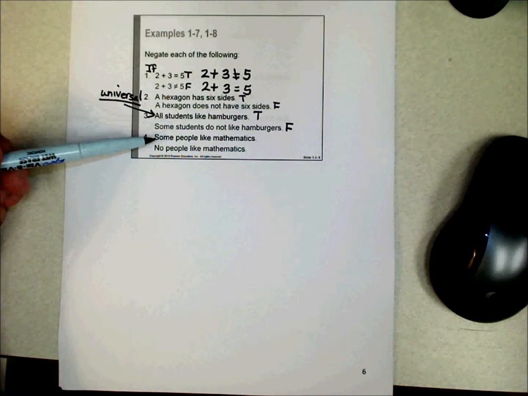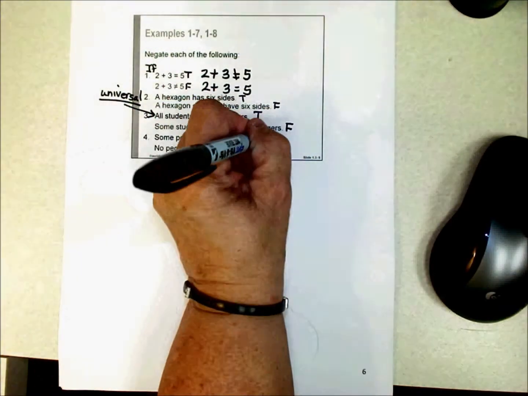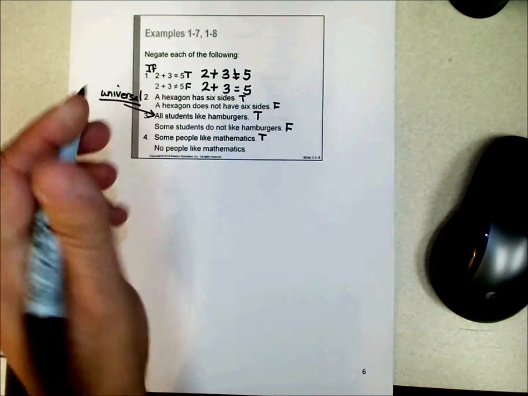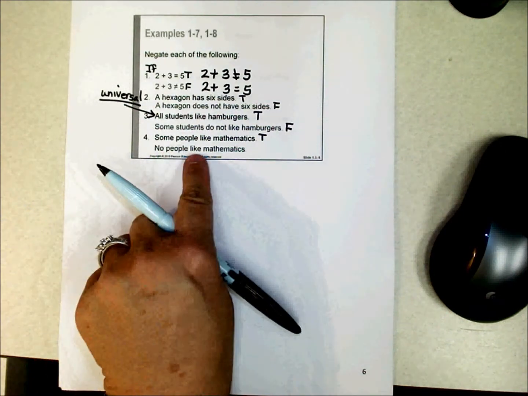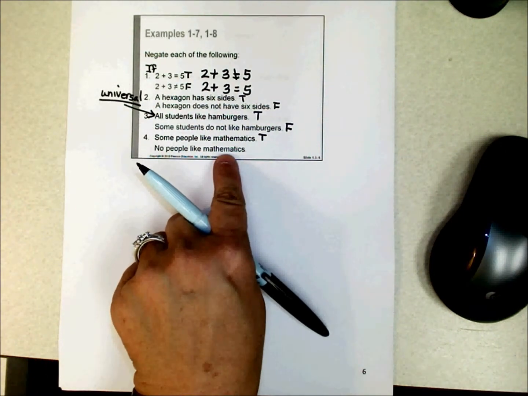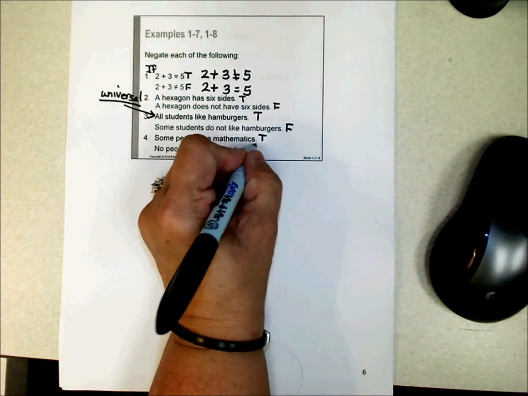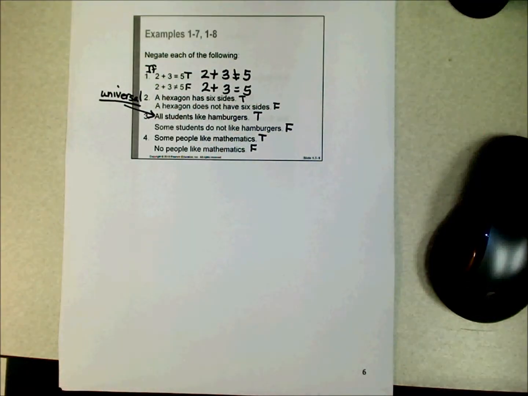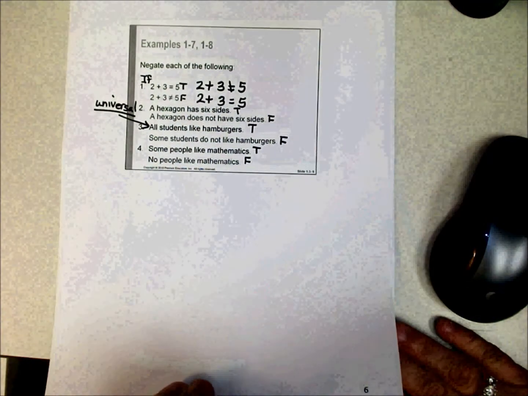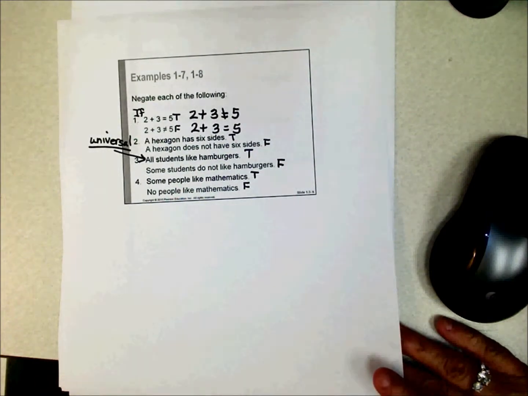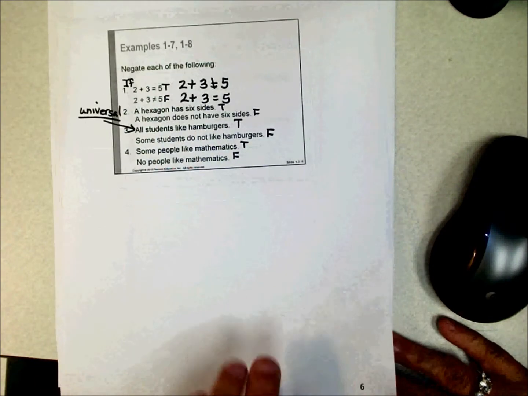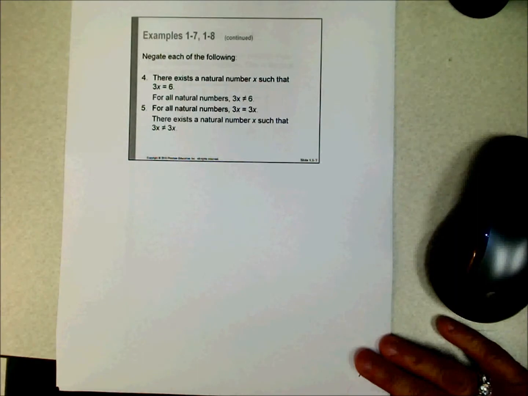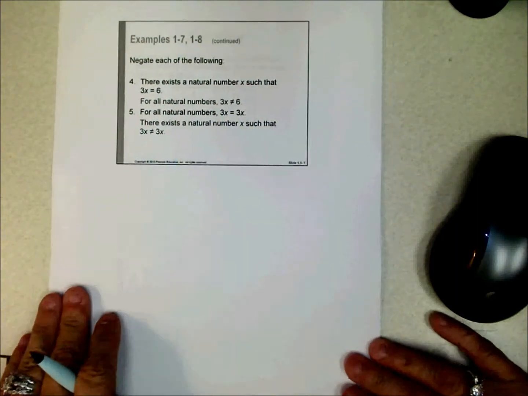Some people like mathematics is true. Then no people like mathematics would be false because there are some who do. So these kinds of statements are just like some common sense things, but these are sometimes very difficult for students to understand. All right, let's try to negate each of these.